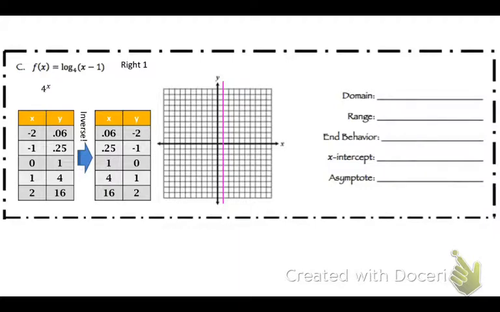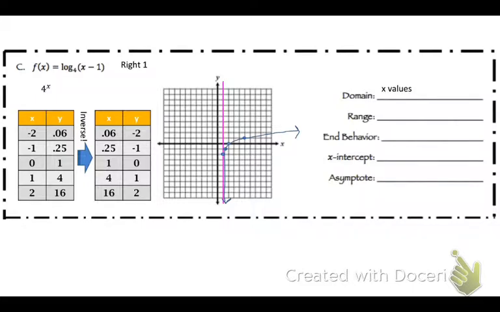And I'm going to graph these points off of my new axis. So at 0.06, I go down to -2. 0.25, I go to -1. 1, I go to 0. 4, I go to 1. And 16, I would go to 2, but that's off the graph. And I'm just going to draw that right there.